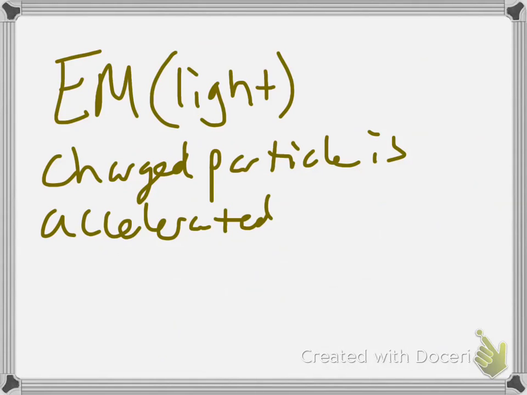Okay? When you accelerate a charged particle, that creates an electric field. If you create an electric field, you then have a magnetic field, which is a capital B. That magnetic field in turn generates an electric field. That electric field in turn generates another magnetic field. So that's how these EM waves travel. And these are transverse waves.